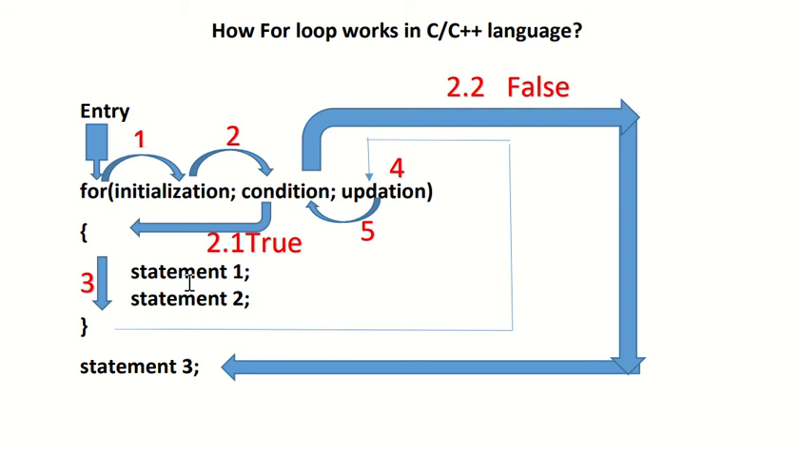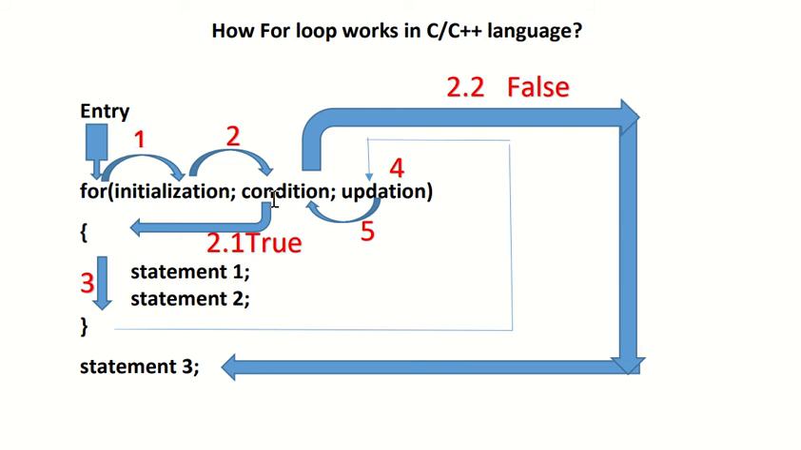Now how exactly it works, I will tell you. First of all, for. After that, the first step, which is why I have written number one here, is to check the initialization part. That is your step number one. Once you're done with the initialization, then the second step, which is why the number here is 2, is the condition. So now you have to check the condition.